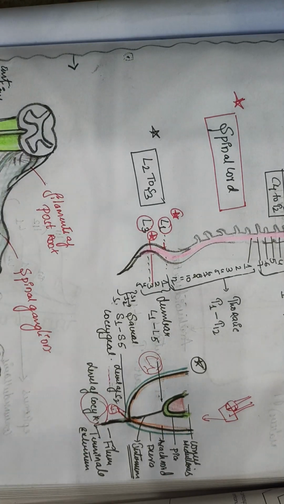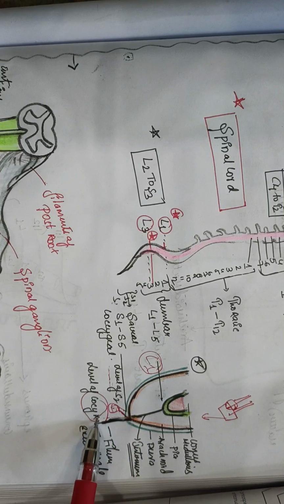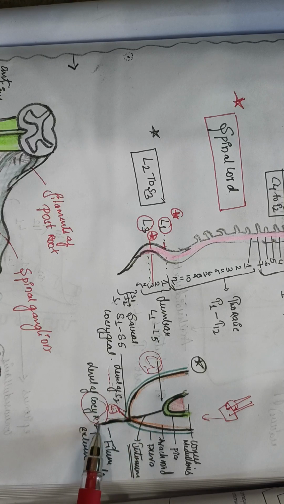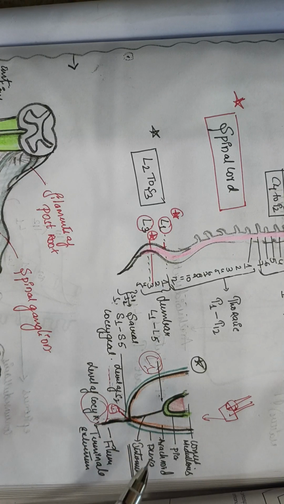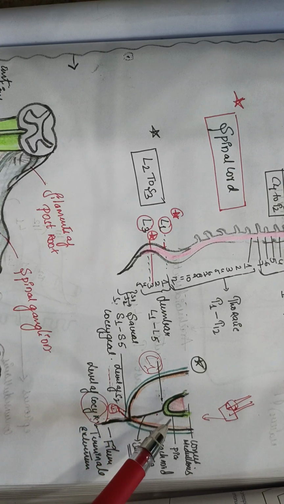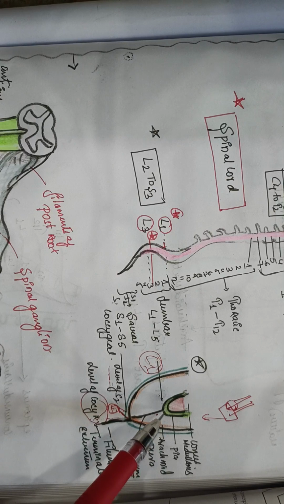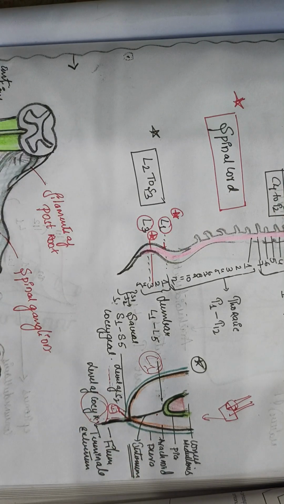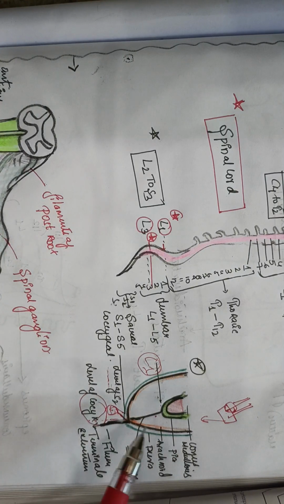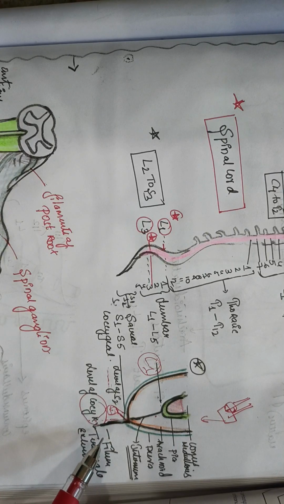And the next important aspect is that they're speaking about the filum terminale. This is the filum terminale, which I have told you is a modification of pia mater from L1 to the coccyx. Now, I have to tell you there are two important basic points to understand. What are they? There are two parts of filum terminale. One is filum terminale internum. Next is filum terminale externum.